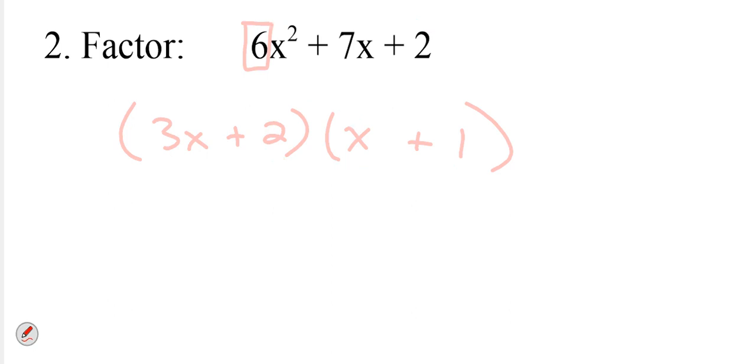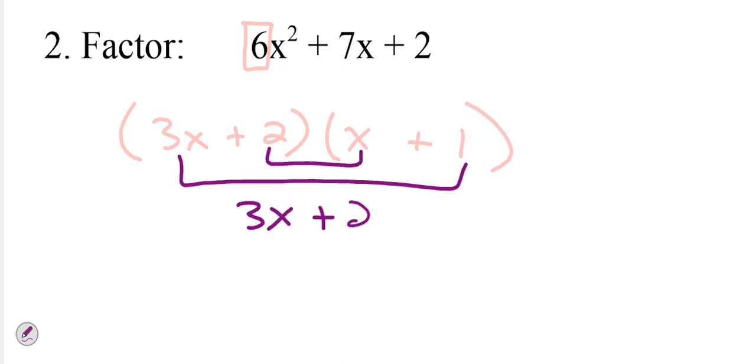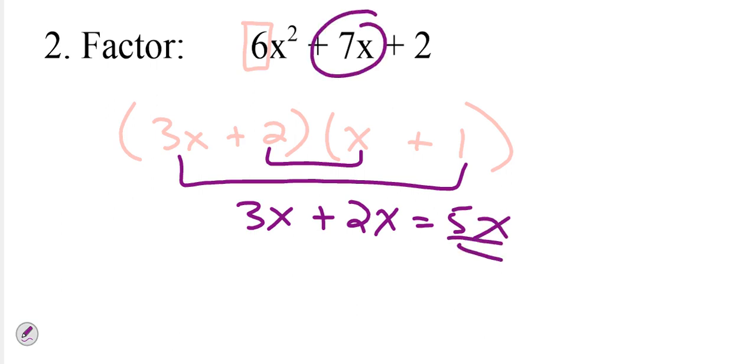What we're really checking is, does our outer plus our inner give us the middle? See how this one didn't work? Because 5x is not 7x. And that's why this answer was correct.